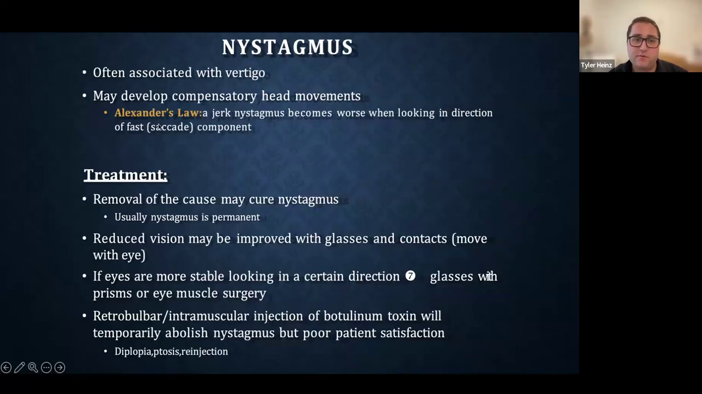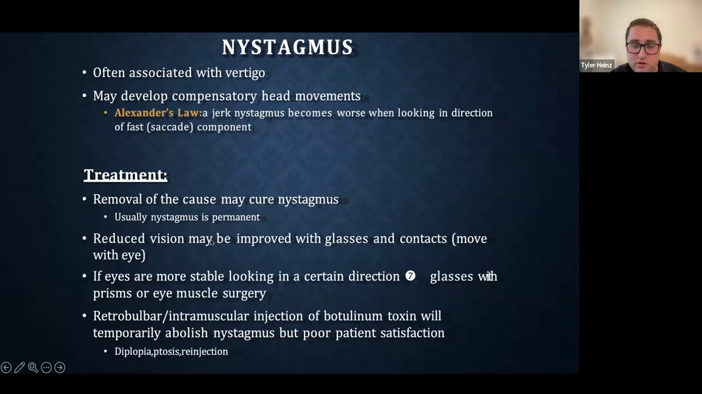Often this is associated with vertigo. They may develop a compensatory head movement. So Alexander's law is when a jerk nystagmus becomes worse when looking in the direction of your saccade component. So remember, the saccade is those jerking eye motions. Alexander's law says when you're looking in the direction of that saccade, the jerk nystagmus gets worse.